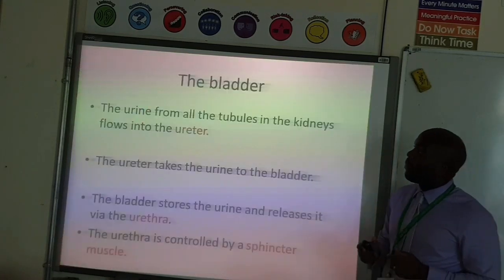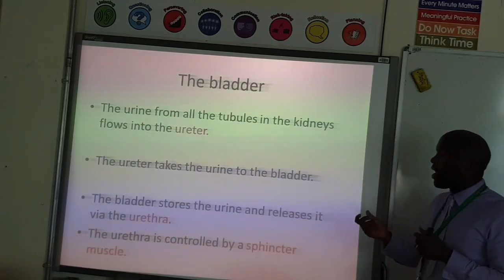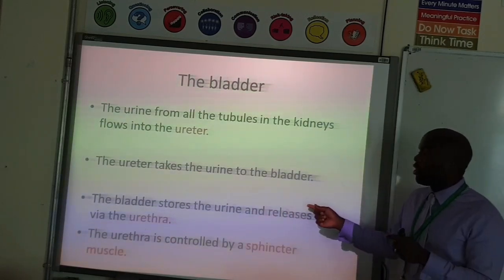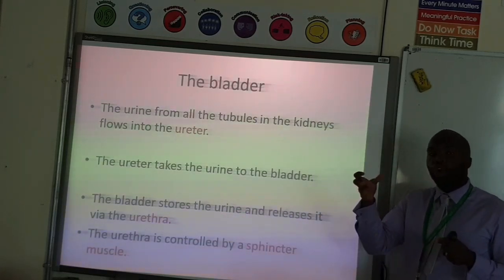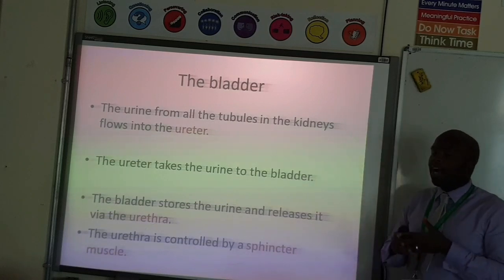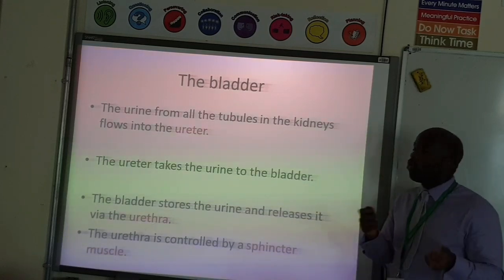Now, the bladder. The bladder is essentially connected to what we call the urethra, and the urethra is controlled by a sphincter muscle. That controls whether you go to the toilet or you don't.